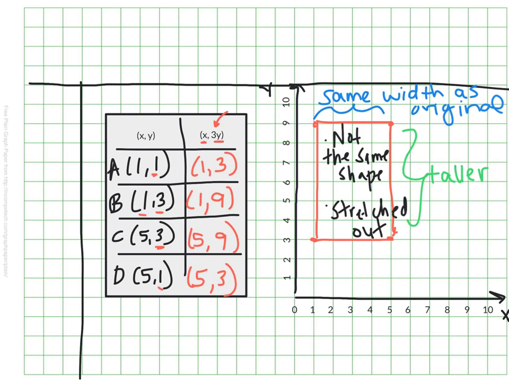It'd be interesting to see if anyone can think about why that is, why the first one kept the same basic shape but grew in all directions, and why the second one we tried, when we did x, 3y, totally got stretched out and changed the basic setup of the rectangle. It doesn't look like the same type of rectangle anymore. It looks more vertical, more stretched out.